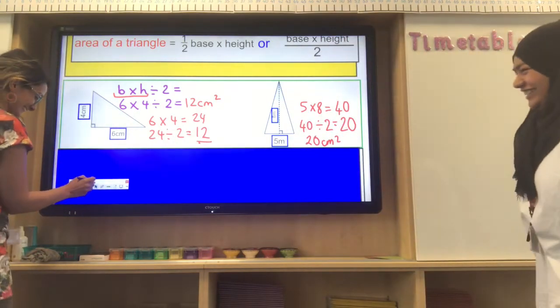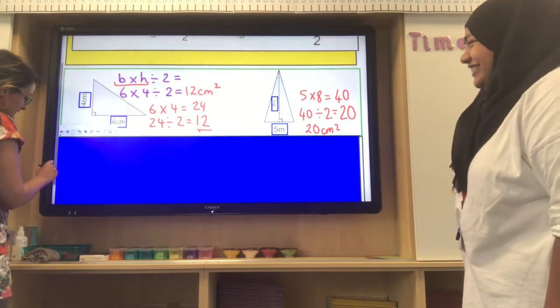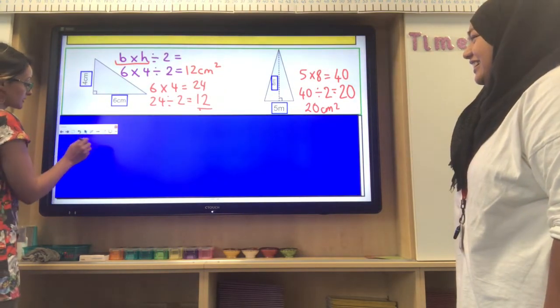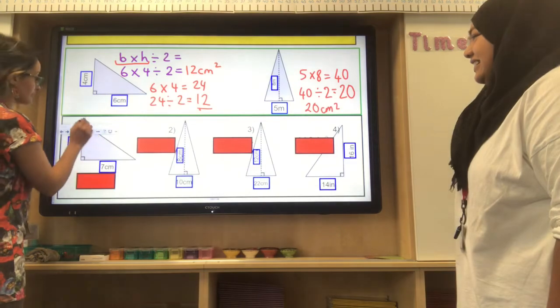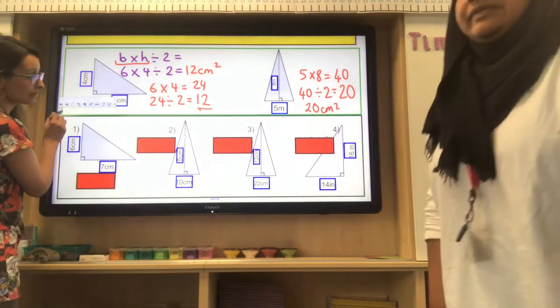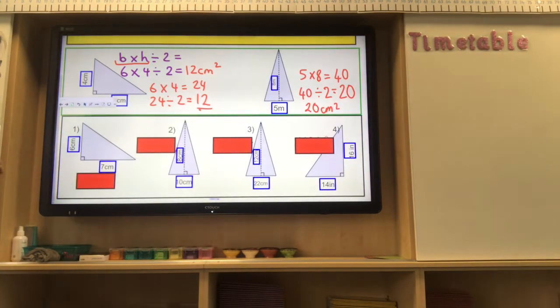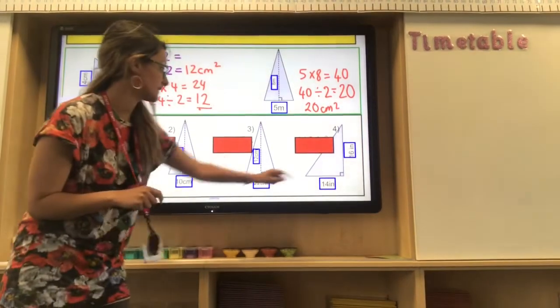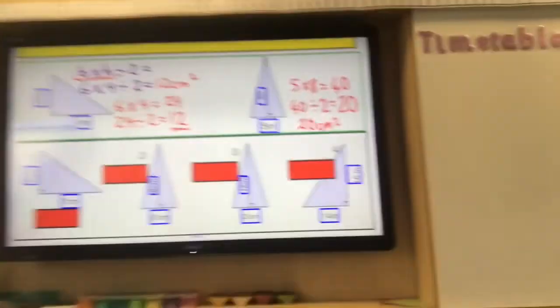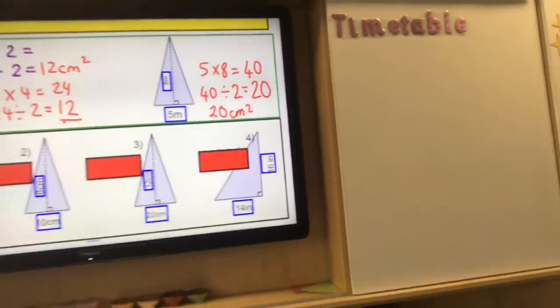Thanks. No worries. So the next part here is what I want you to have a go at, on your pieces of paper at home. I'd like you to have a go at calculating the areas for these triangles. Now again, I've changed the units in some of them. There's inches here at the end. So make sure you use the base times the height divided by 2. Pause the video and have a go.